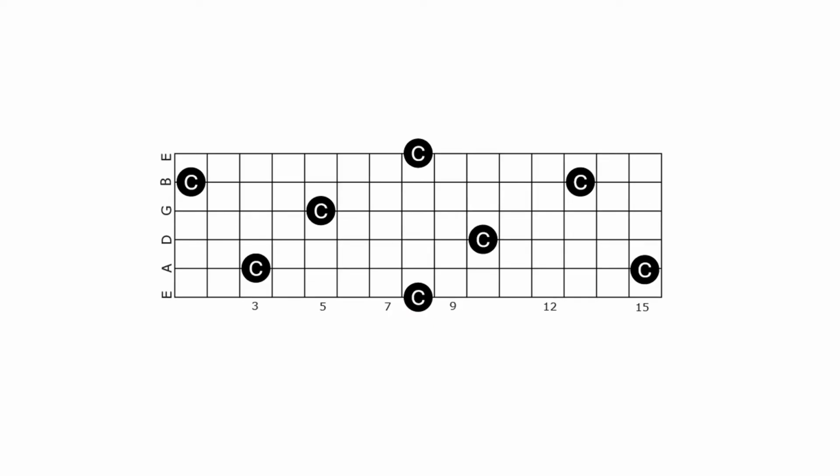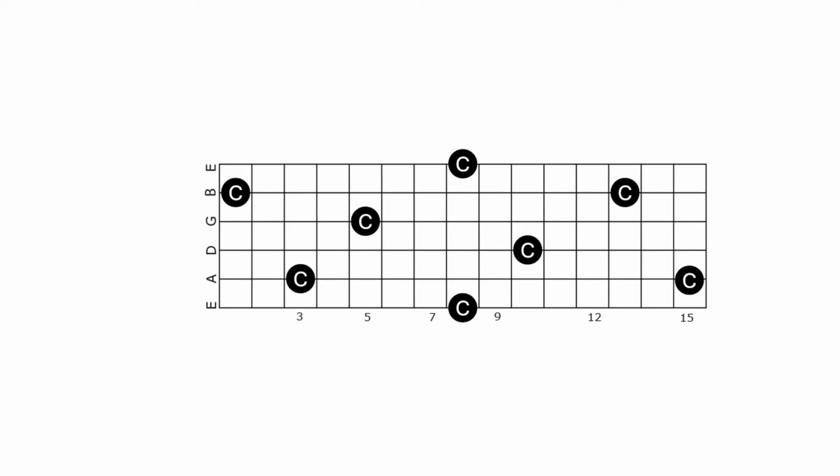An identical note on E to A, A to D, D to G, and B to E will always be 5 frets down on the next string. Of course, the exception here is moving from the G to the B string, which we will get to in a little bit. Let's see why in this case.